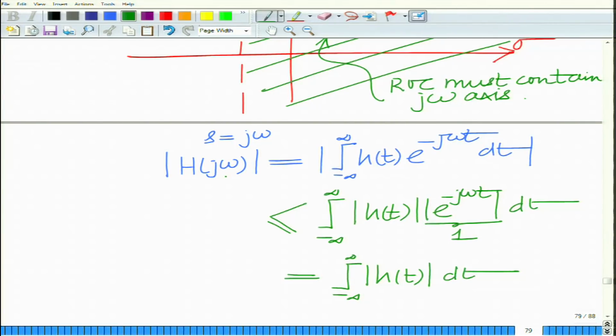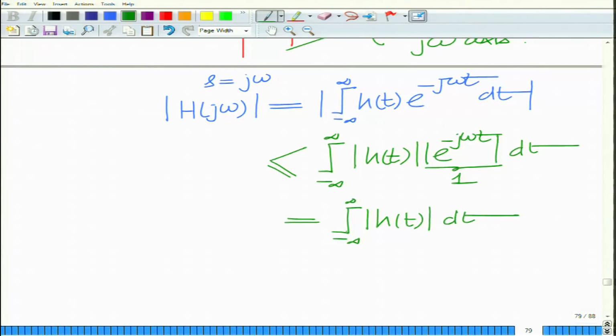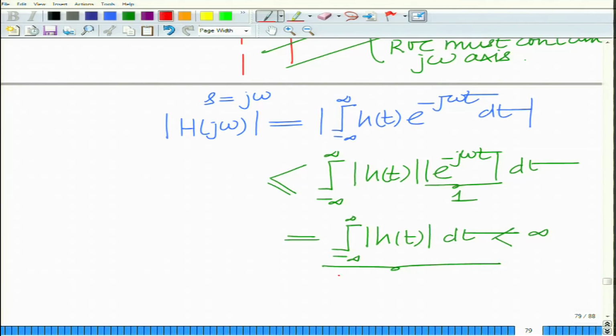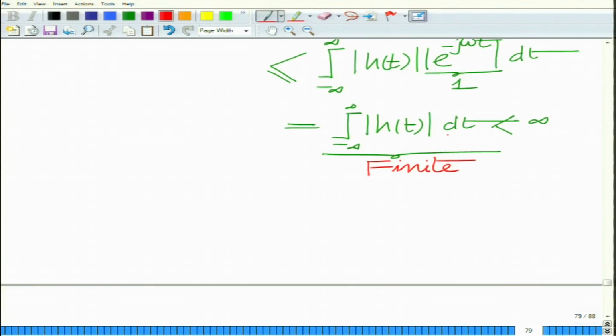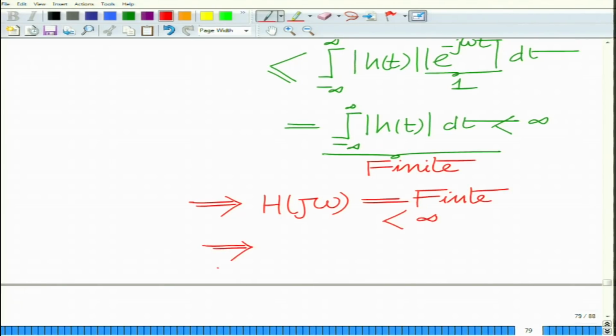Okay. So, the magnitude of H(jω) is less than or equal to this, which means that if this quantity is finite, that is, if the integral from minus infinity to infinity of the magnitude of h(t) dt is finite, this implies H(jω) equals a finite quantity, less than infinity, which implies jω belongs to the ROC.